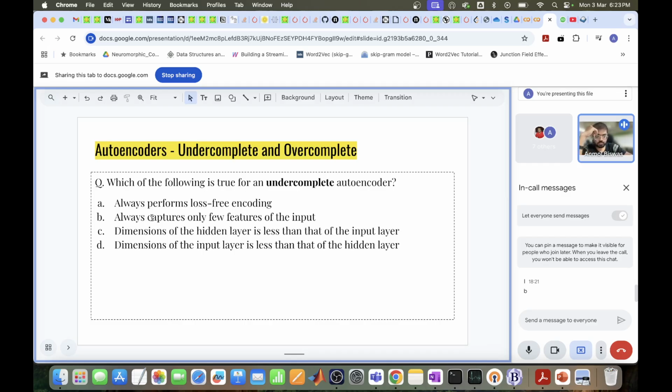What you see here is that the language used is kind of absolutist language, right? So it always performs loss-free encoding, always captures only few features of the input. The hidden dimensions is less than that of the input, right? So these are kind of absolute, zero or one kind of statements, which means that they're either true or false, right?